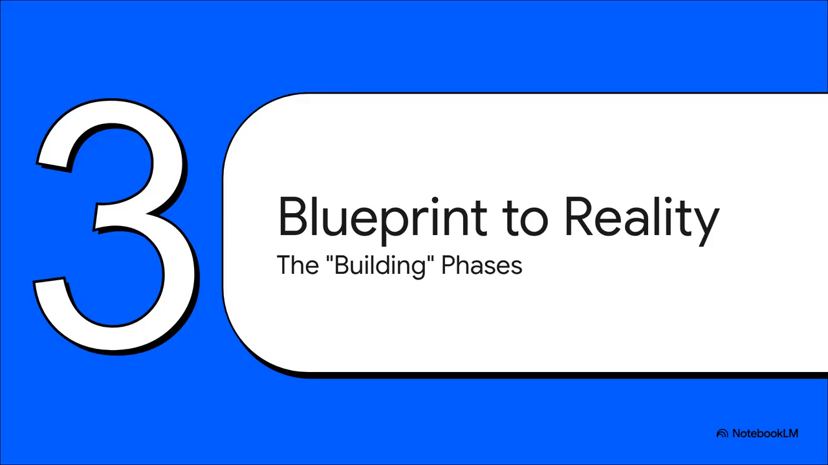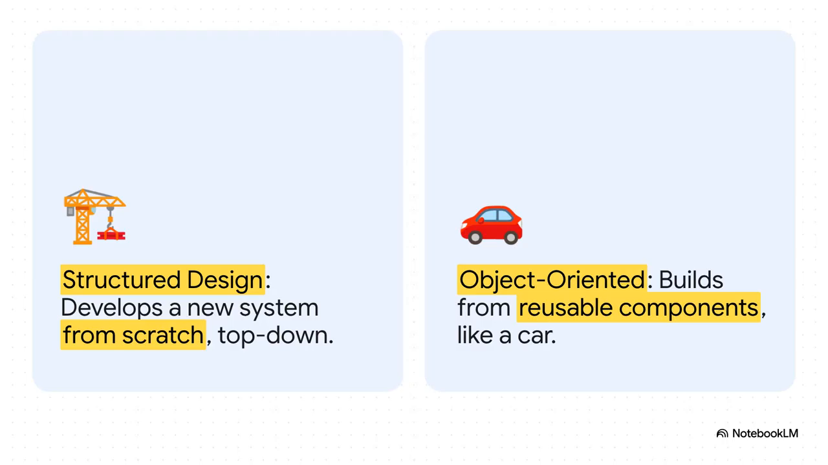Okay, so the planning's done, the analysis is complete, the blueprint is there. Time to swap the detective hat for a hard hat. We're moving from designing on paper to actually constructing this thing. And in phase 3, we hit another one of those big decision points. Is the team going to use a structured design approach, basically creating the whole system from scratch? Or are they going to go with an object-oriented approach, building the system from reusable components, kind of like how a car is assembled from standard parts like an engine and wheels?